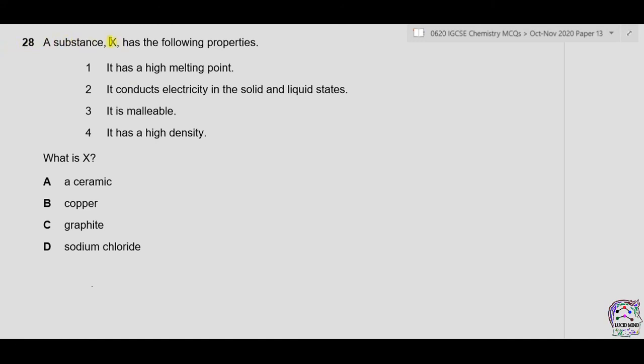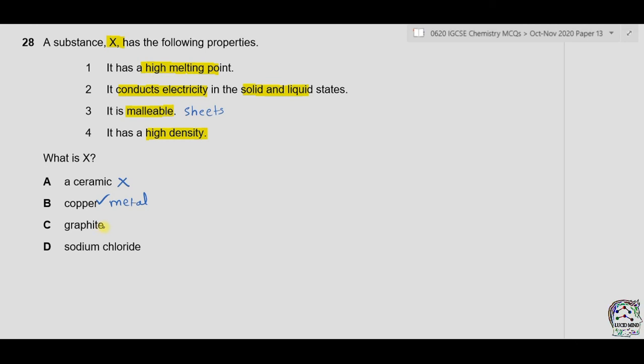Question 28. A substance X has the following properties. Number 1. It has high melting point. Number 2. It conducts electricity in solid and liquid states. Number 3. It is malleable. Number 4. It has high density. A is a ceramic. Now a ceramic has a high melting point, but it is a bad conductor of electricity. B is copper. Copper is a metal and metals have high melting and boiling points. Good conductors in solid and liquid states. They are also malleable, which means they can be made into sheets, and they also have high density. So B could be correct.